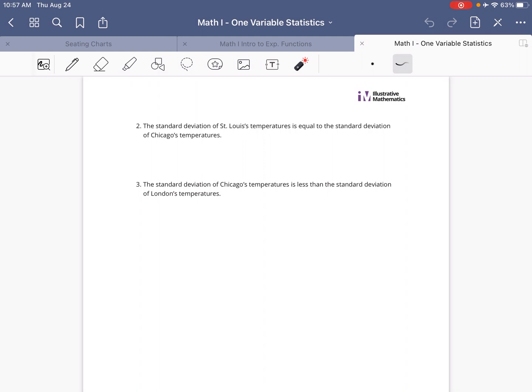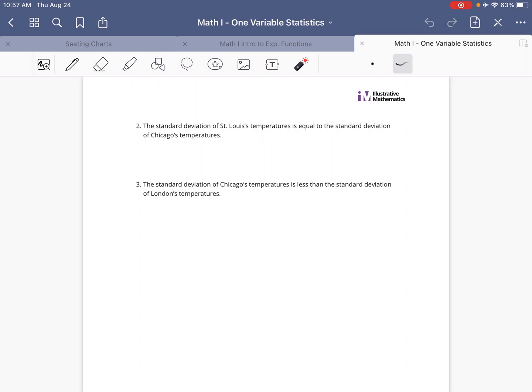Well, if the standard deviation of Chicago is going to be less than London, that means that the data set is going to be a tighter grouping, a smaller grouping. It's not as spread out as it is in London. Check the dot plots and tell me if it's true or false.